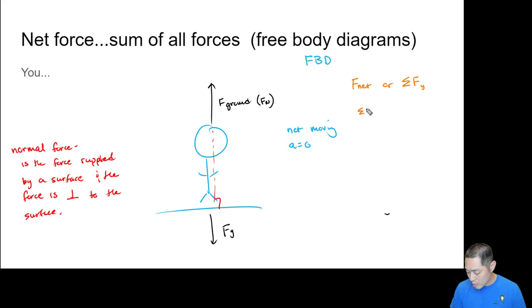So here we have sum of all forces in the y direction is force normal plus force of gravity. Now, since I'm not moving, I know these are equal and opposite. So if they're equal and opposite, the sum of these two is 0. This tells me what's going on, even though I have multiple forces acting on me. Gravity wants me to go down, but the ground is pushing me back up. So those two are working against each other. So in the end, I'm not accelerating.